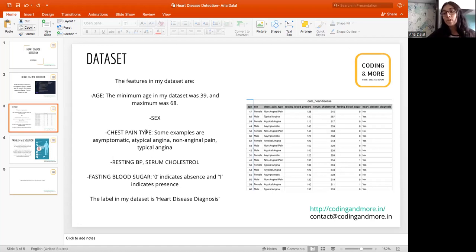There are different types of chest pain which we are going to be studying, and this will help us detect the presence of a heart disease. Some examples are asymptomatic, atypical angina, non-anginal pain, and typical angina. An important thing to note is that in fasting blood sugar, we have zeros and ones. The zero indicates an absence of high fasting blood sugar, and one indicates a presence. And lastly, the last column is a label, which is the heart disease diagnosis. Yes indicates a presence, and no indicates an absence of heart disease.